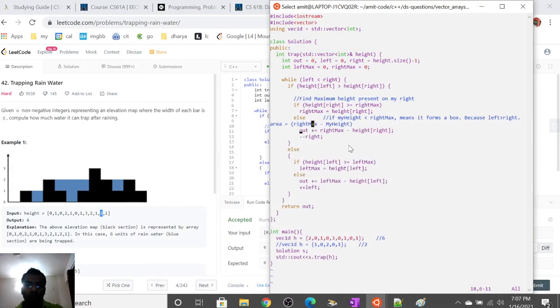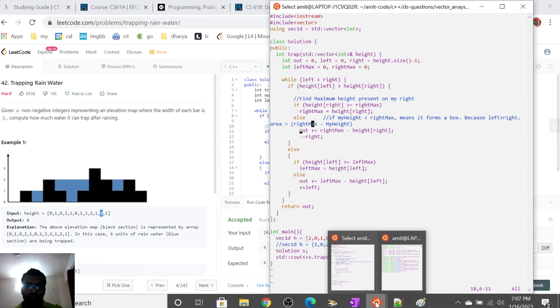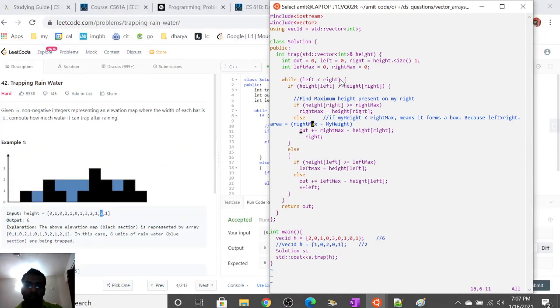And what would be the time complexity in this case? The time complexity would be O(n), because we are using two pointers. One is moving from left, one is moving from right, and whenever these pointers collide, we exit the loop. So it will be O(n), traversing only n.